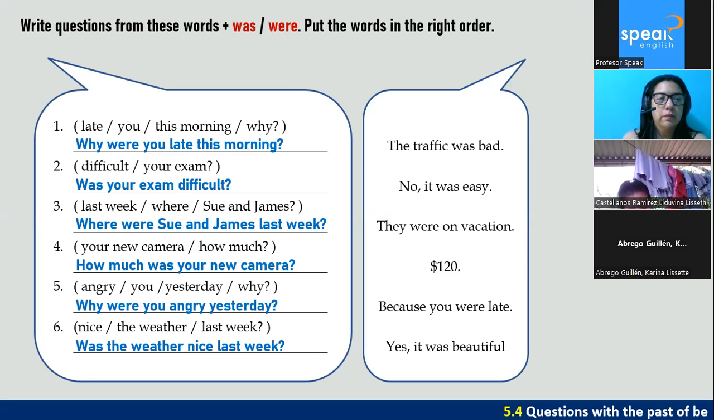Vaya, le voy a compartir el primer link. Vamos a practicar un poquito de was and were, ¿ok? Lo voy a dejar aquí en Zoom y lo voy a dejar aquí en WhatsApp, ¿ok? Let's go ahead and work on the exercise. Y déjenme buscarle la lista porque sé que tengo una. Sí, tengo algunos, veamos.